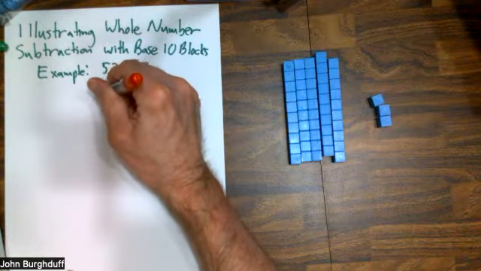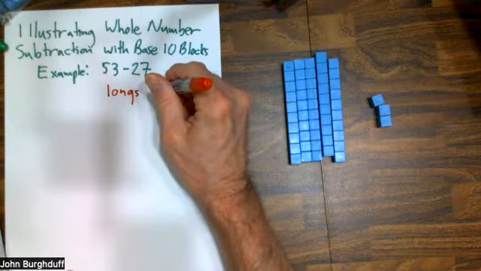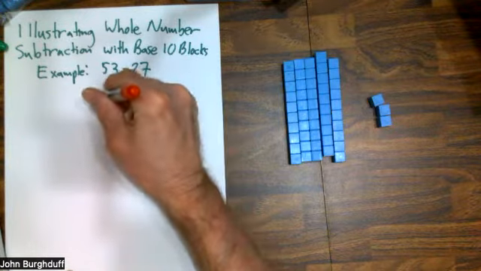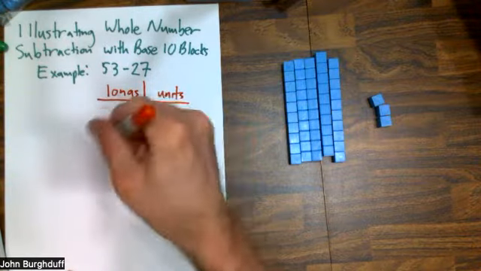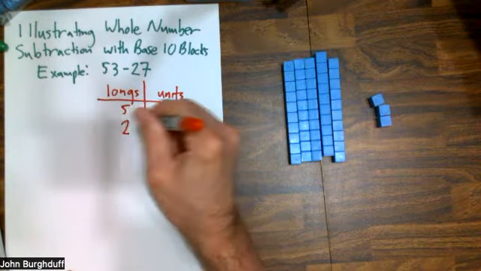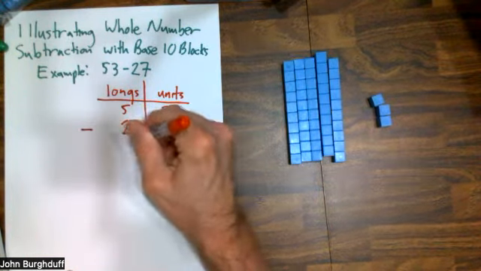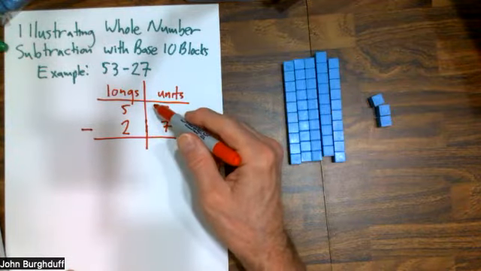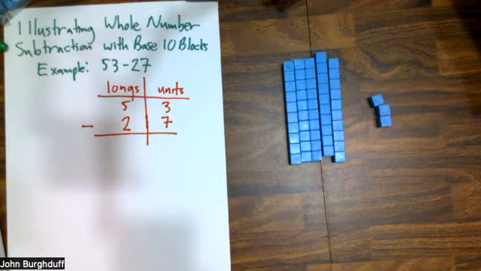While I play with the manipulatives over here, I also want to create a chart to keep track of what's going on. So I'm going to represent the number that I have here in terms of longs and units. I have 5 longs and 3 units. And in my chart over here, I want to keep track of the taking away that I want to do. So that's my subtraction. I'm going to take away, and eventually this is showing me that what I want to take away is 2 longs and 7 units. We don't do that all at once.